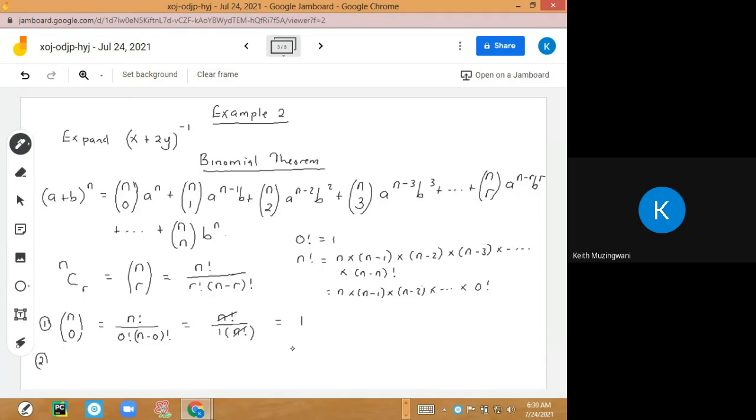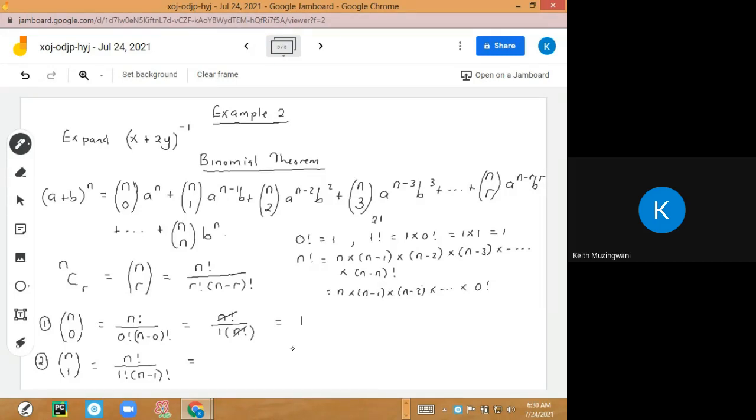Next, you get n choose 1. By definition, this is n factorial over 1 factorial multiplied by n minus 1 factorial. Now 1 factorial is just 1, because it will be 1 multiplied by 0 factorial, and 0 factorial is 1. So you get 1 by 1, which is 1. So I can put it here.